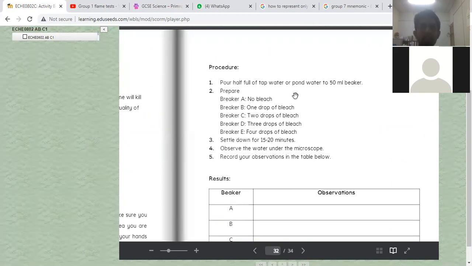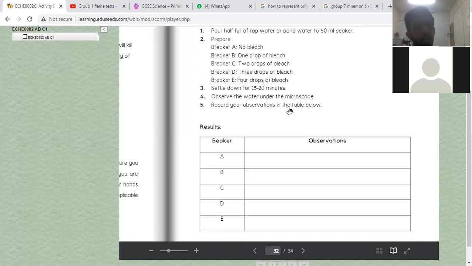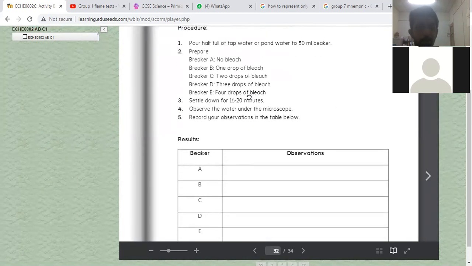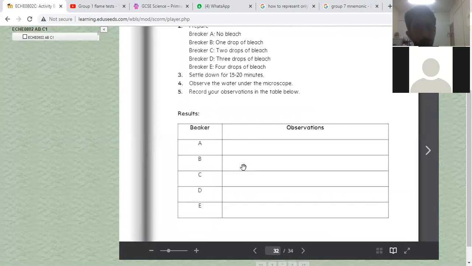So in this case, what they do is they have pond water, 50 ml, and then they've got 6 different beakers. The first one, no bleach, but after that, subsequently they add bleach: 1 drop, 2 drops, 3 drops, 4 drops. So probably what will happen is, as the bleach concentration increases, the microorganisms in the pond water will also die. So eventually they cannot survive anymore.